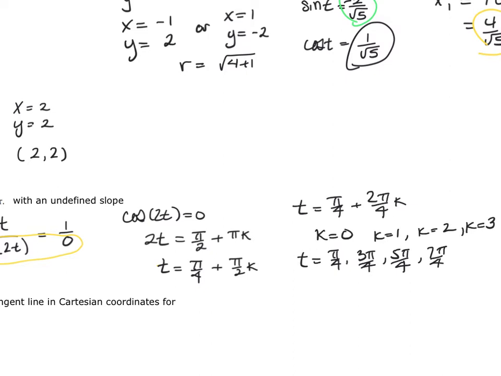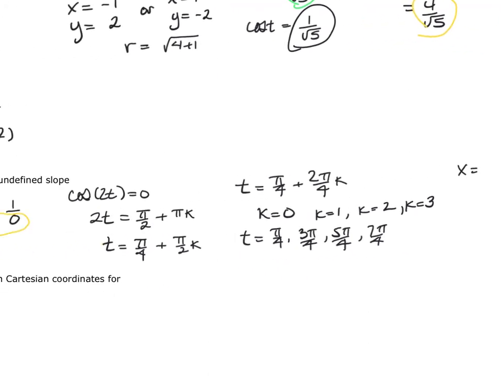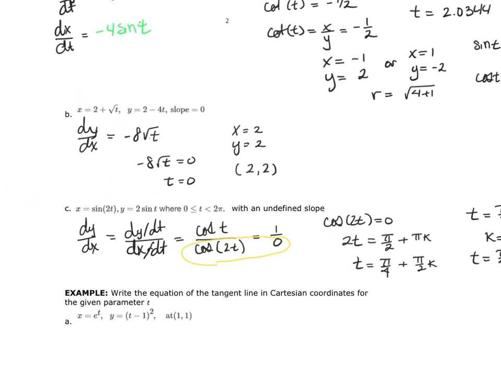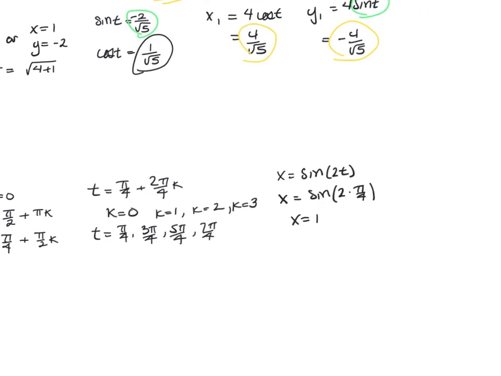I now have to go back and put these back into my ordered pairs. So I'm just going to do it for the first one. Remember, my x was equal to sine 2t, so x is equal to the sine of 2t. So evaluating at pi over 4, x is equal to the sine of 2 times pi over 4. 2 times pi over 4 is pi over 2, so x is equal to 1.